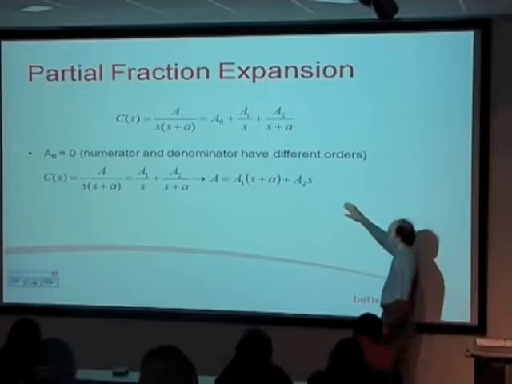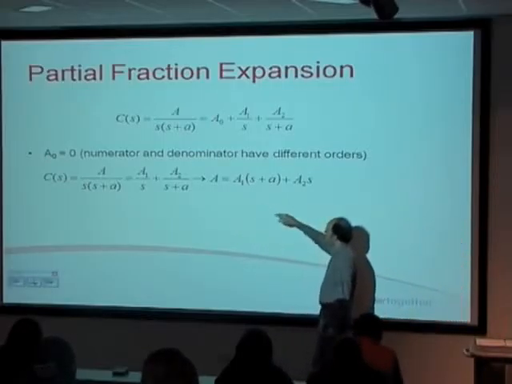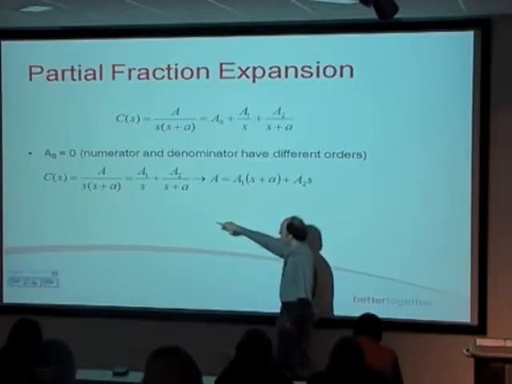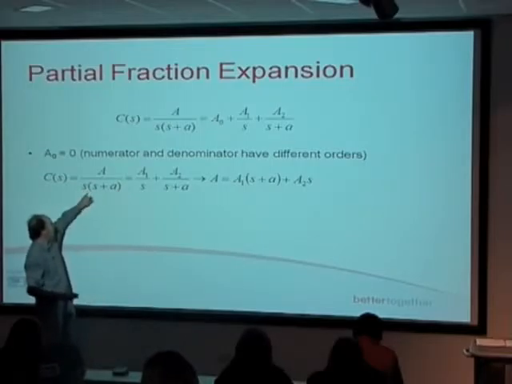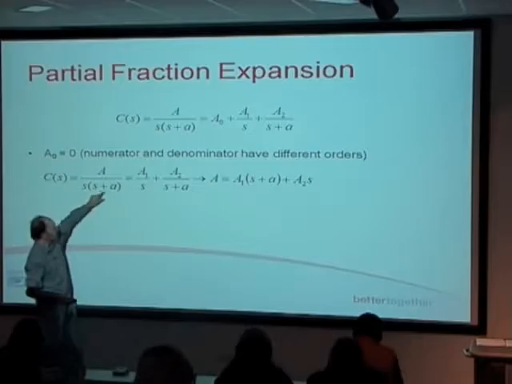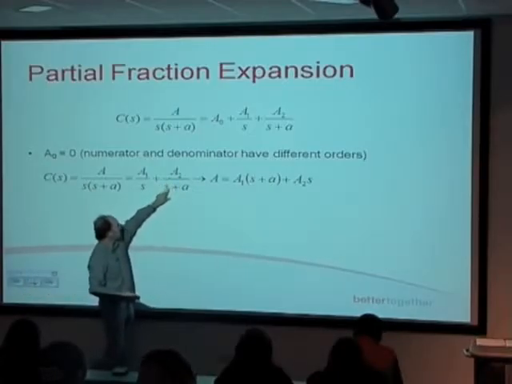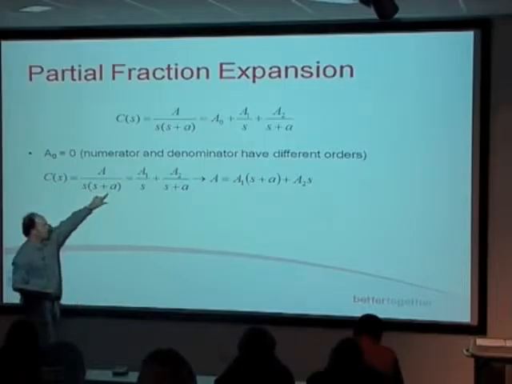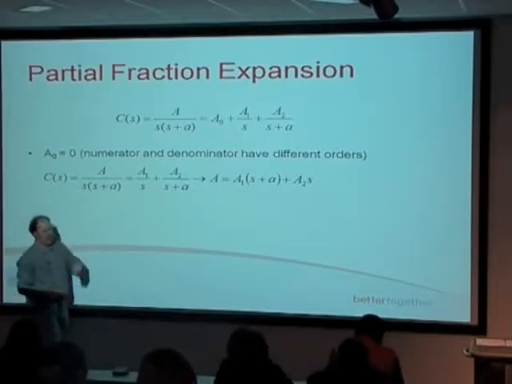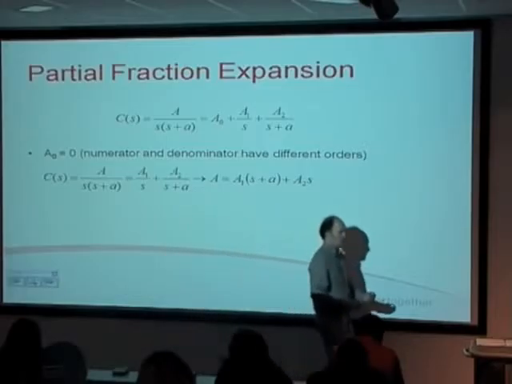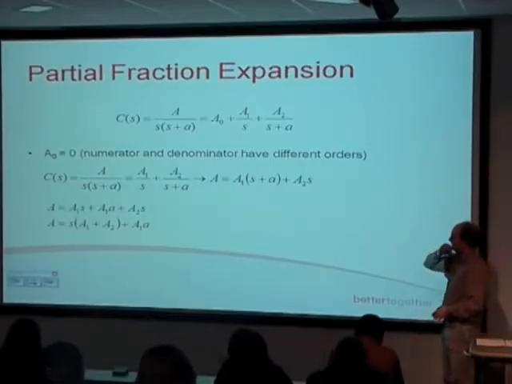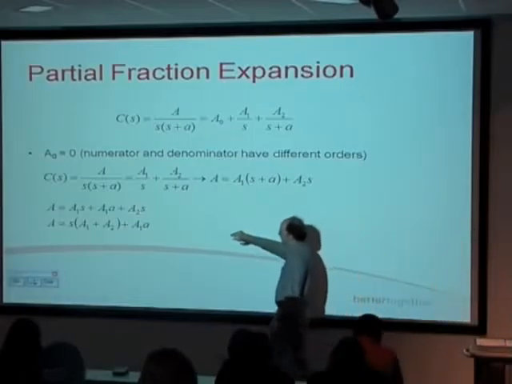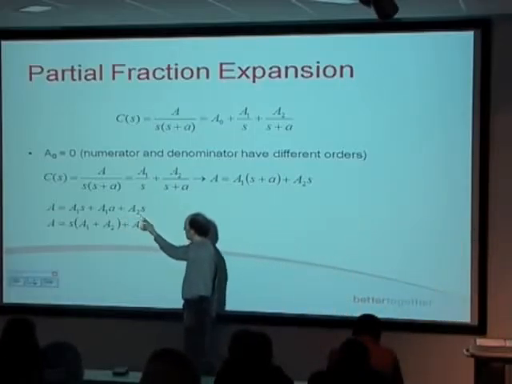What we do now is multiply both sides by the denominator, so that's the whole denominator. If I multiply this by that, the s's cancel, and I just end up with a1 multiplied by s plus a. On this side, if I multiply that, the s plus a terms cancel, and we just end up with a2 times s. This is all about finding out what those two terms, a1 and a2, are. And so I've now got an equation down here: a1s plus a1a plus a2s, okay?